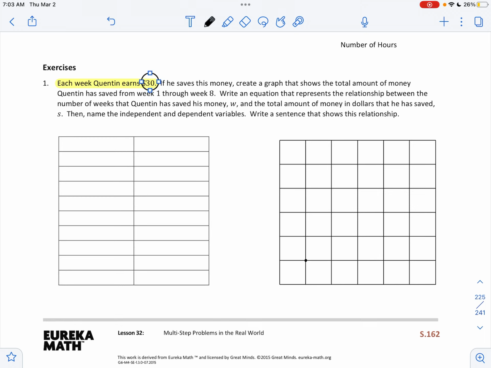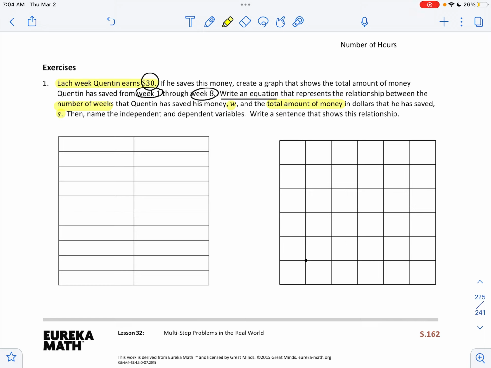They're asking us to create a graph that shows the amount of money Quentin has saved from week 1 through week 8. So right away, we know what will go in the weeks column of our table. They also ask us to write an equation that represents the relationship between the number of weeks Quentin saved his money, W, and the total amount of money in dollars that he has saved, S. This here identifies the two variables that we're comparing. The number of weeks, that's W, and the total amount of money that he saved, S.